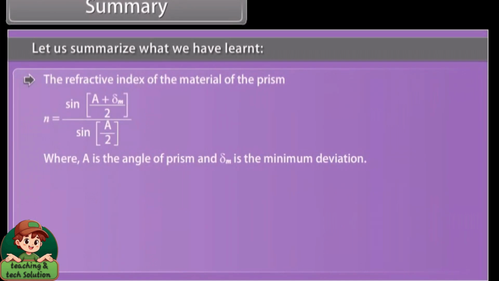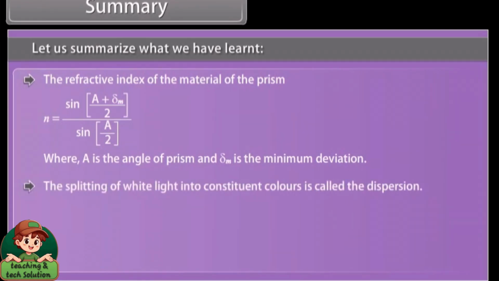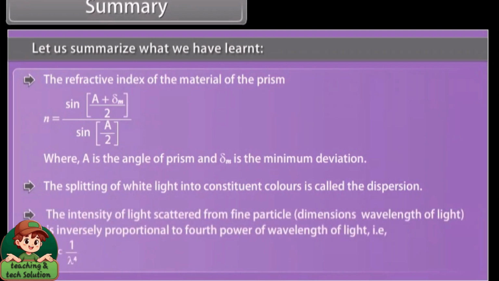The refractive index of the material of the prism, n is equal to sine of (A plus delta minimum) by 2 divided by sine of A by 2, where A is the angle of prism and delta m is the minimum deviation. The splitting of white light into constituent colors is called the dispersion. The intensity of light scattered from fine particles, with dimensions smaller than the wavelength of light, is inversely proportional to the fourth power of wavelength of light, that is, I directly proportional to 1 upon lambda raised to the power 4.